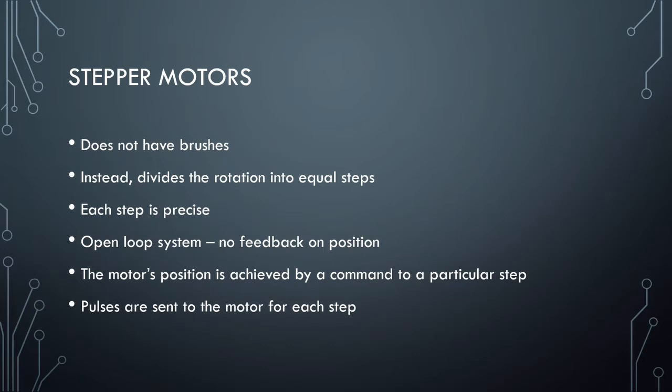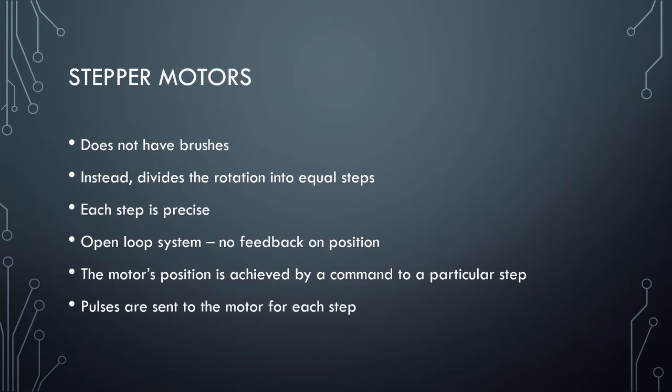They don't have brushes. The rotation is divided into equal steps on these, and that'll become a little bit clearer momentarily, I think. So the rotation of the motor is divided into equal steps, and each of those steps is very precise. So because of that, it doesn't use a closed loop system. It can get away with an open loop system. So what that means is that there's no feedback on the position. So there's no continual check to see if the motor is in the right place or if it's made the appropriate number of turns.